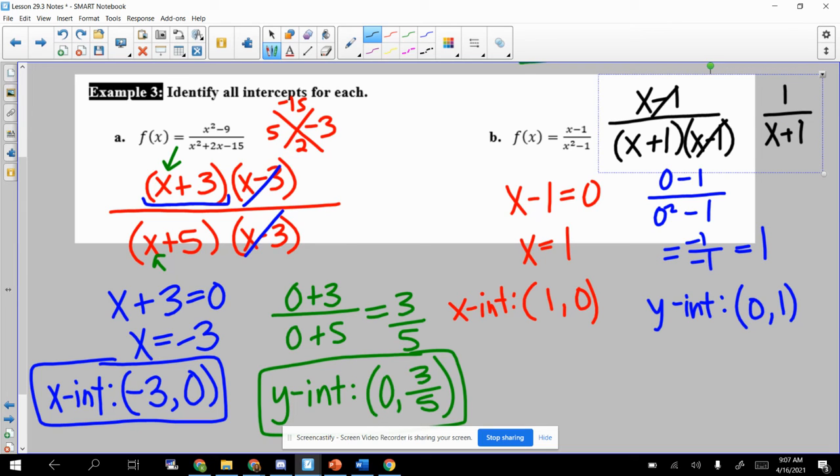So if you set your numerator, you're going to get 1. And then if you plug in 0, you're going to get 1. So the x-intercept is at (1, 0). The y-intercept is at (0, 1). All right. Awesome job there.